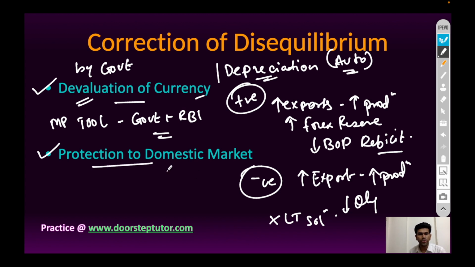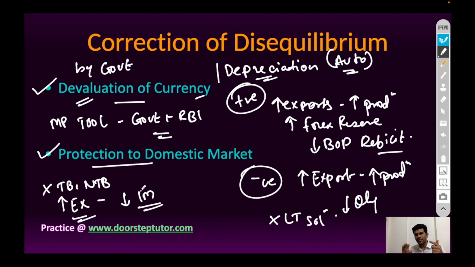Next is protection to the domestic market. Disequilibrium in balance of payment can be reduced or corrected by reducing or removing tariff barriers and non-tariff barriers, so that there will be export promotion and import substitution. If exports increase and imports decrease, the equilibrium in balance of payment will be settled, especially on the deficit side.